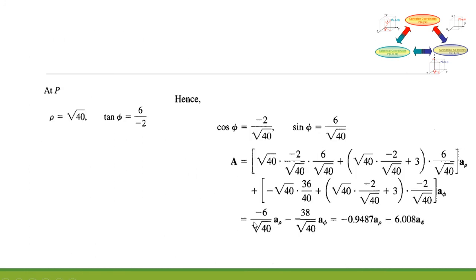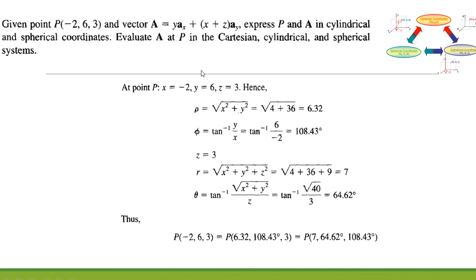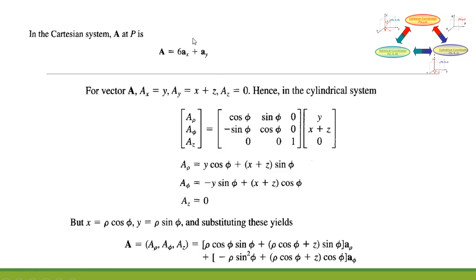Now we have to calculate the vector A value at this point. For the Cartesian system, A will be equal to 6ax plus ay, because we have substituted the values. Here, 6ax plus ay comes from the y term: minus 2 plus 3 will give rise to 1. So 6ax plus ay is the vector equation at the point P in the Cartesian system.